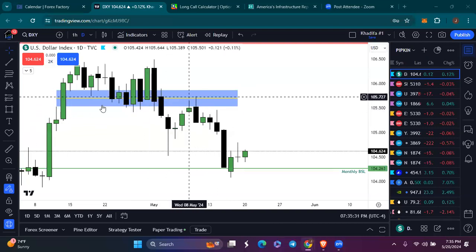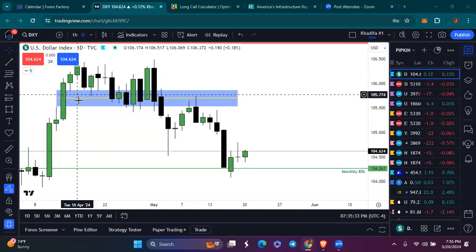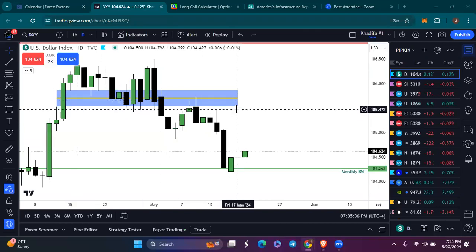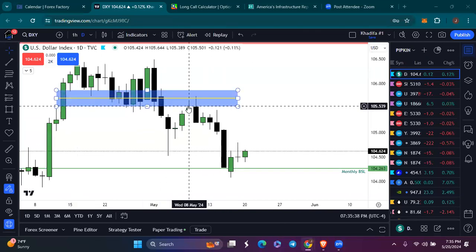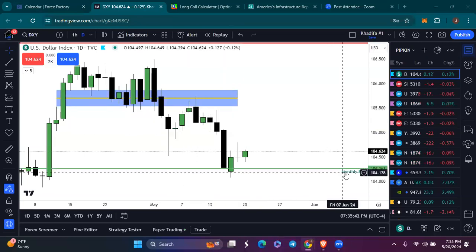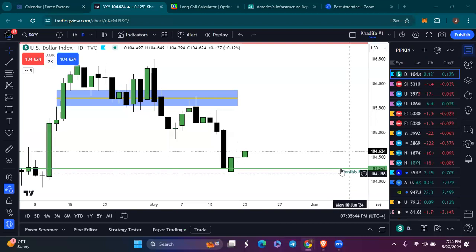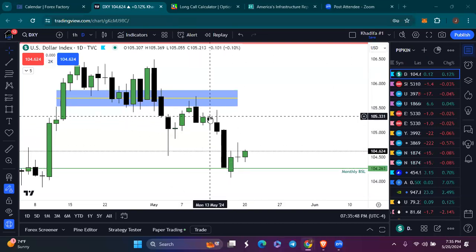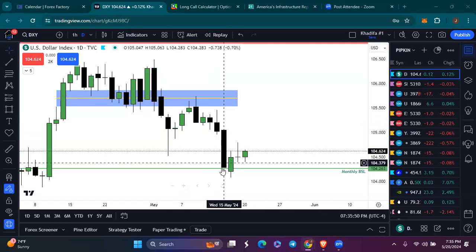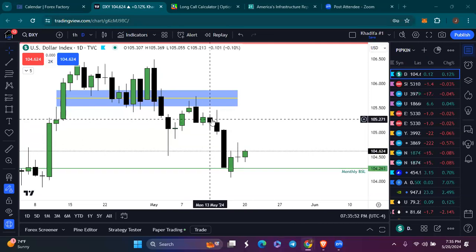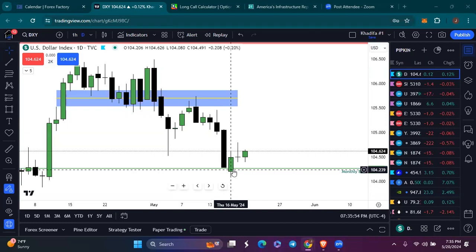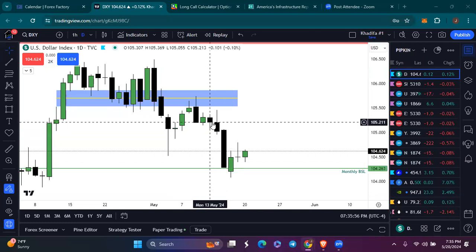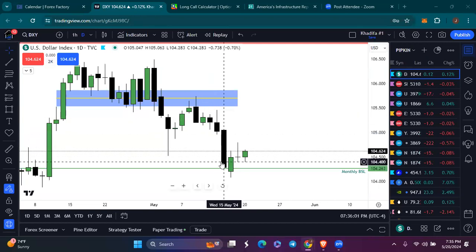So, looking back at last week's analysis, I told you guys that I did not want to see the dollar breaking close above this daily fair value gap shaded in blue. And I told you that I would love to see it respect the lower end of that fair value gap and come back down to retest the monthly buy side liquidity. And that's exactly what we got last week with this move here down from Monday to Wednesday. Fairly quick last week. The first half of the week, it was beautiful.